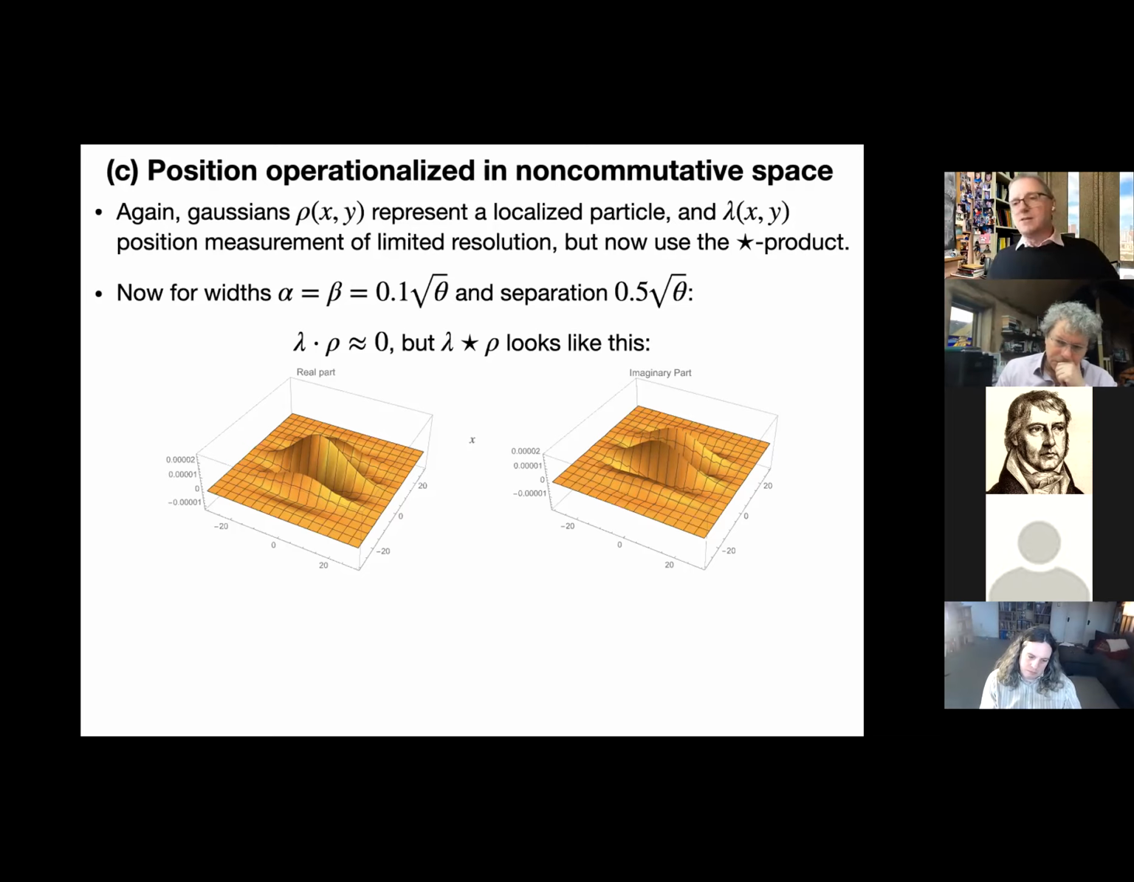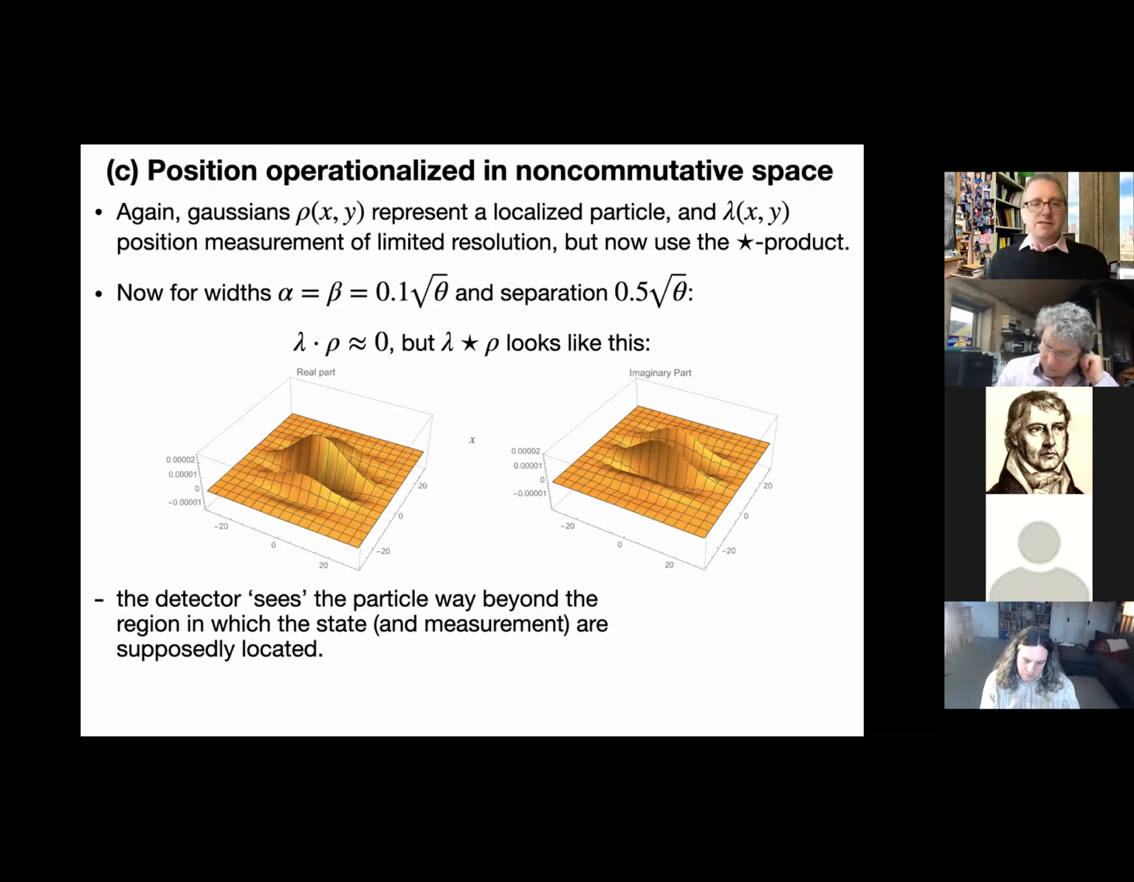The apparatus is no longer doing a particle position measurement. So this helps illustrate how observation of scales smaller than the commutation length breaks down and doesn't make physical sense in this theory. The detector can see the particle way beyond the region in which the state and the measurement are supposedly located. It's also the case that if you take this expectation value, which is supposed to be the probability of the apparatus saying yes, you get an imaginary number. So that also doesn't make any sense.